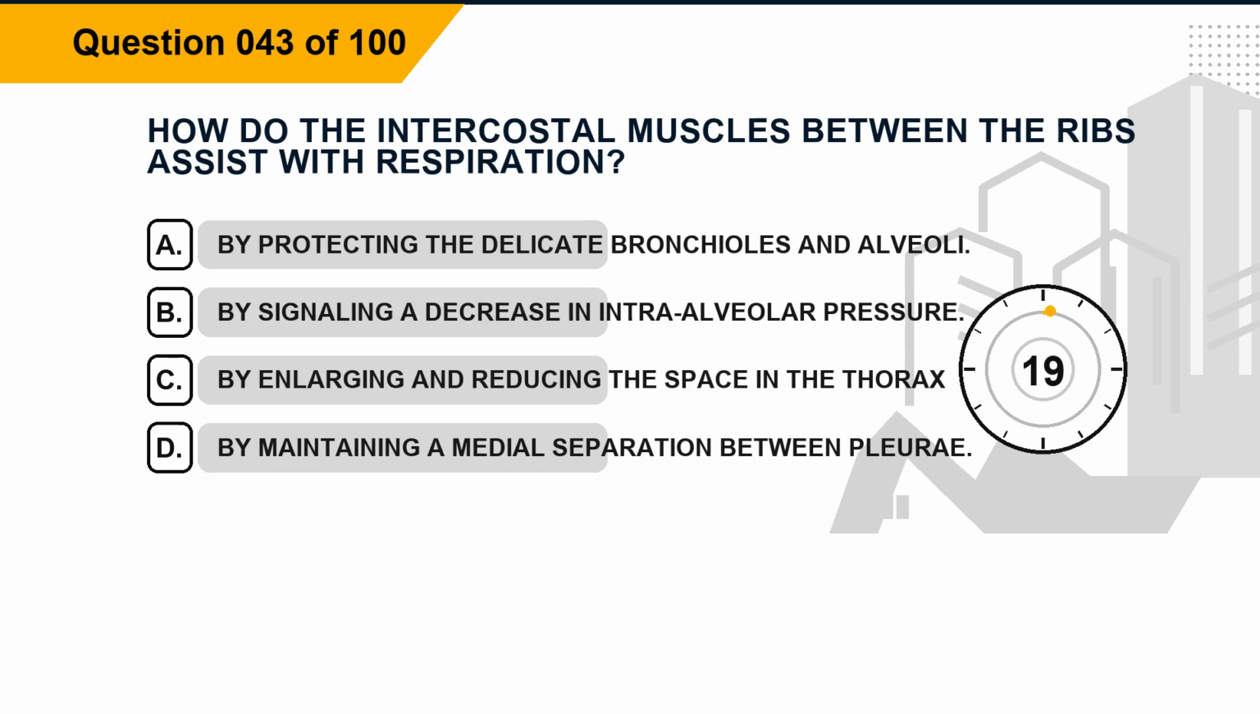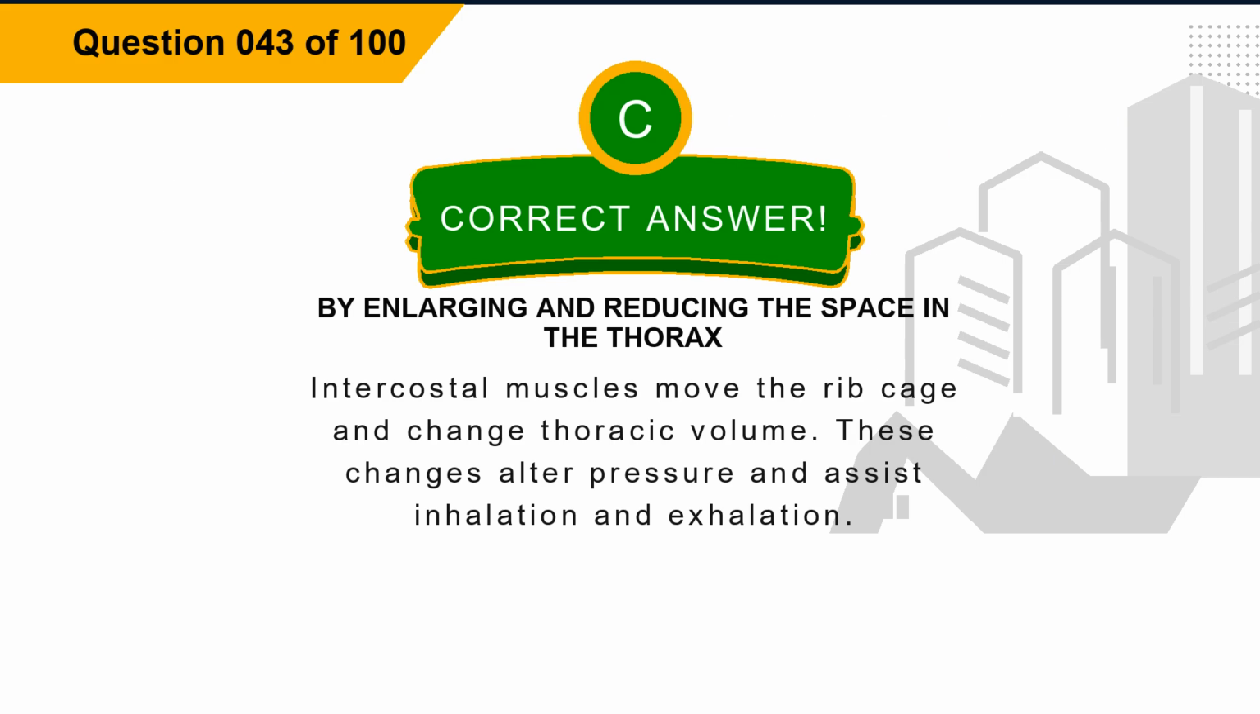Question 43. How do the intercostal muscles between the ribs assist with respiration? Option A, by protecting the delicate bronchioles and alveoli. Option B, by signaling a decrease in intraalveolar pressure. Option C, by enlarging and reducing the space in the thorax. Option D, by maintaining a medial separation between pleurae. The correct answer is option C, by enlarging and reducing the space in the thorax. Explanation. Intercostal muscles move the rib cage and change thoracic volume. These changes alter pressure and assist inhalation and exhalation.